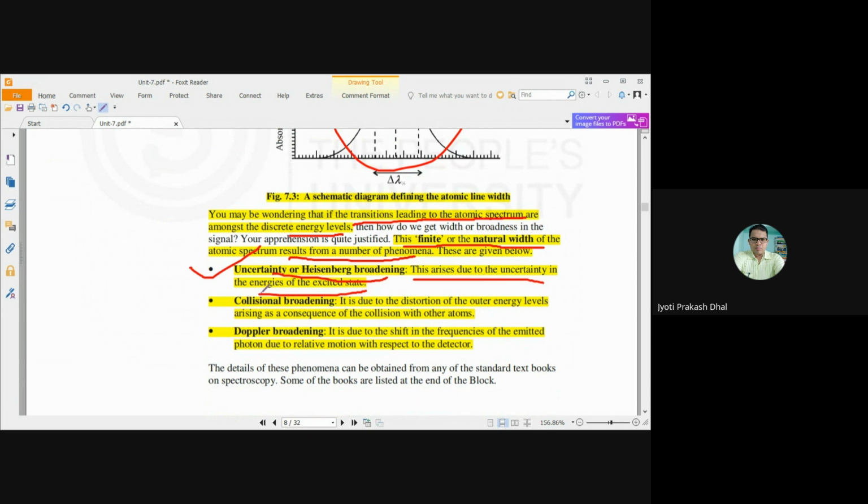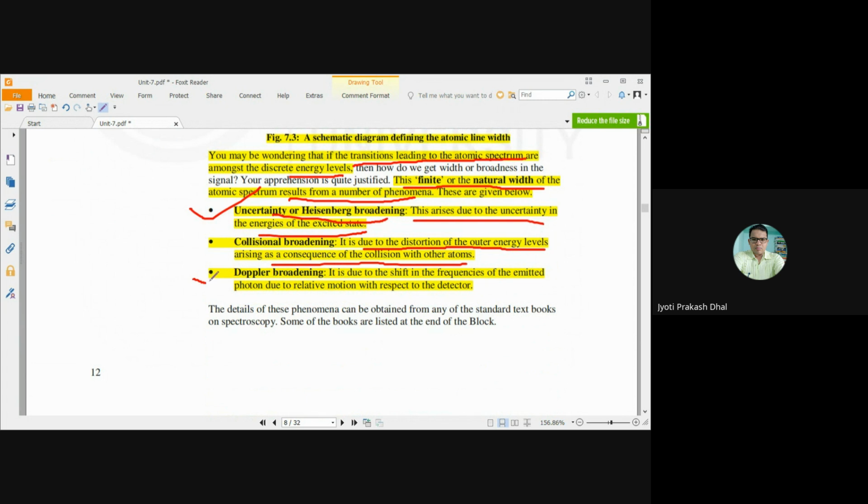So the first cause of broadening is uncertainty or Heisenberg broadening. Then the second broadening is called collisional broadening. It is due to distortion of the outer energy levels arising as a consequence of collision of one atom with other atoms. And the third one is Doppler broadening.